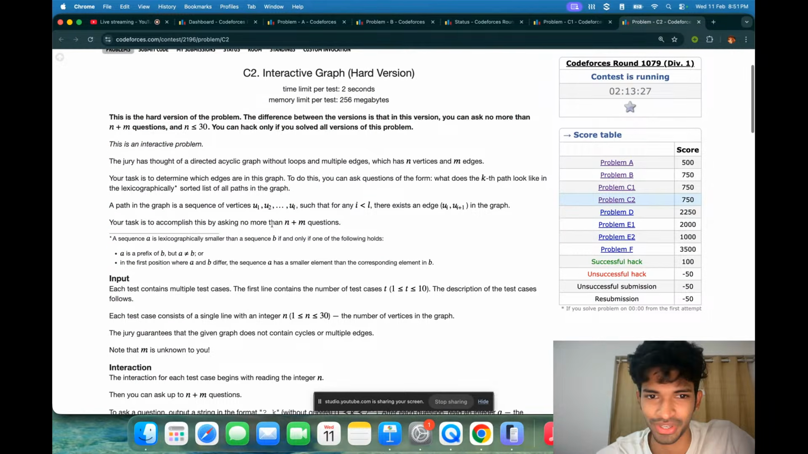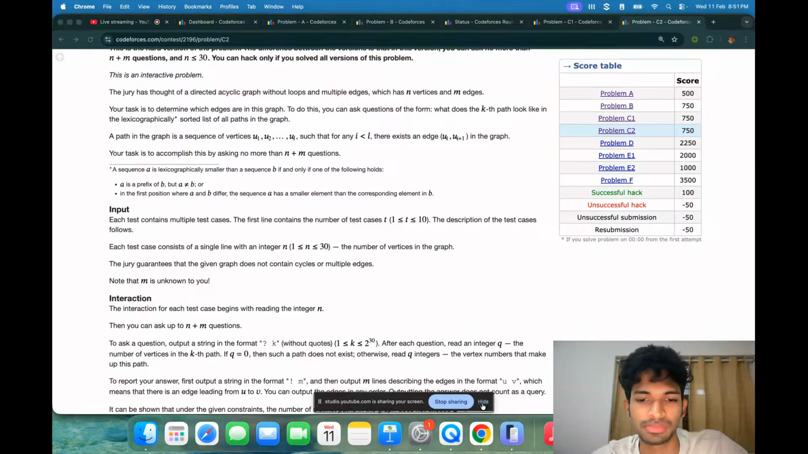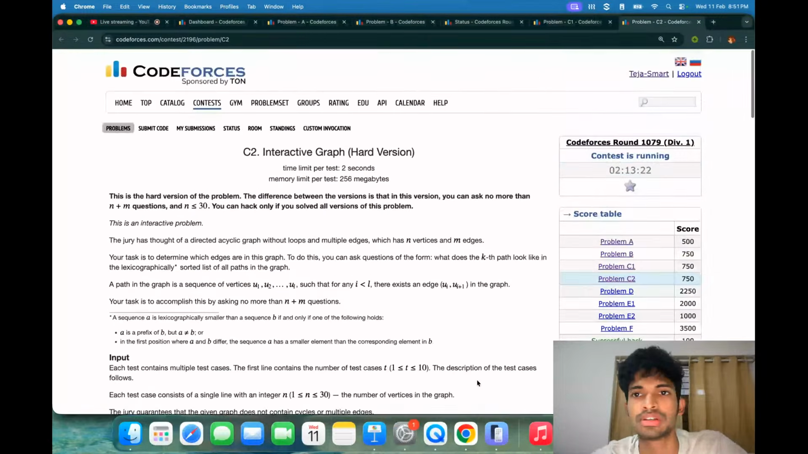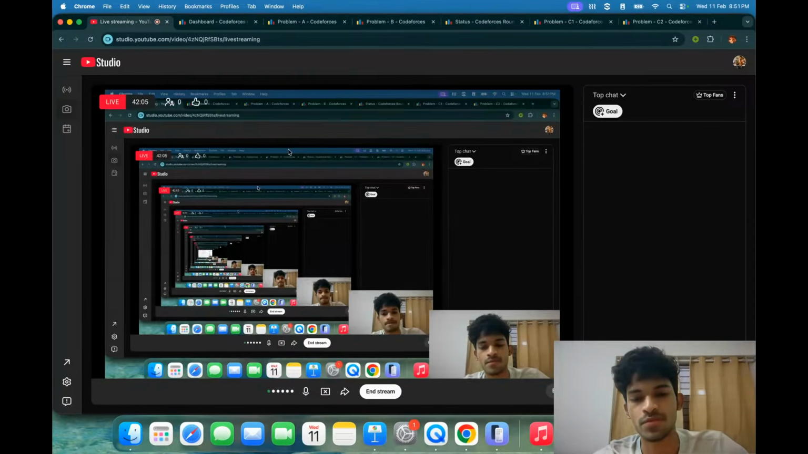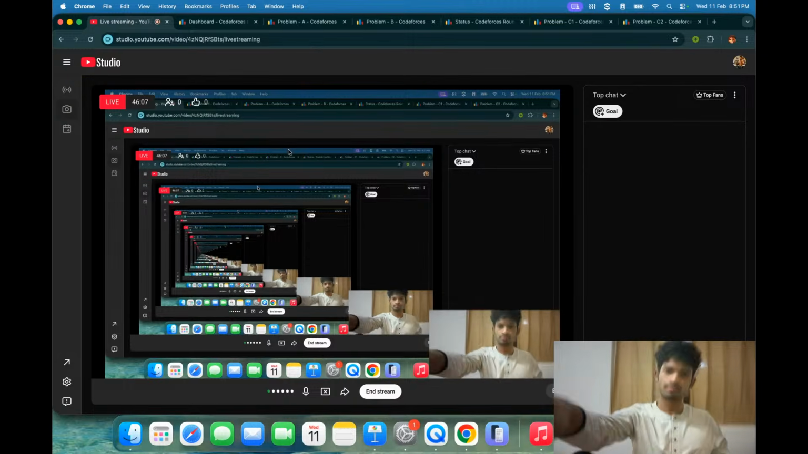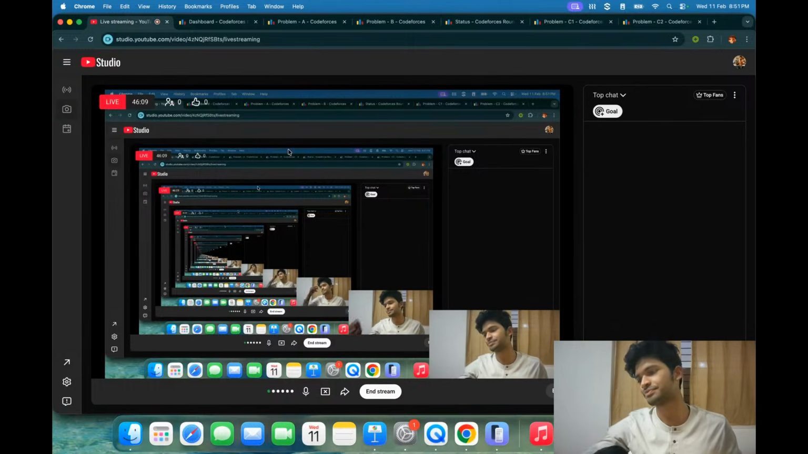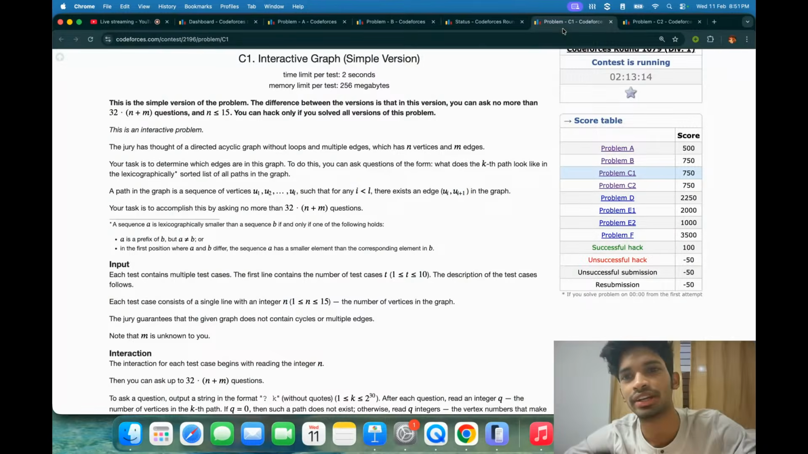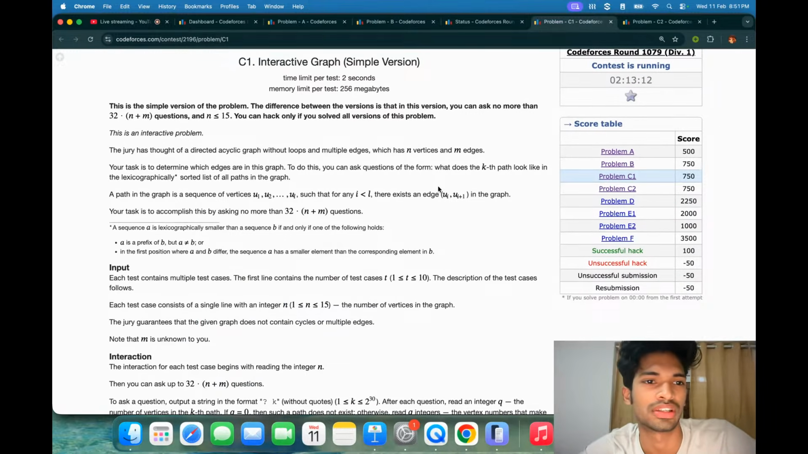Okay, it's a nice problem. All interactive problems are nice problems, right? So let's try. I'm not getting negative rating. I'll solve this one. I'll solve the other one. I'll solve the A2 after coming back.